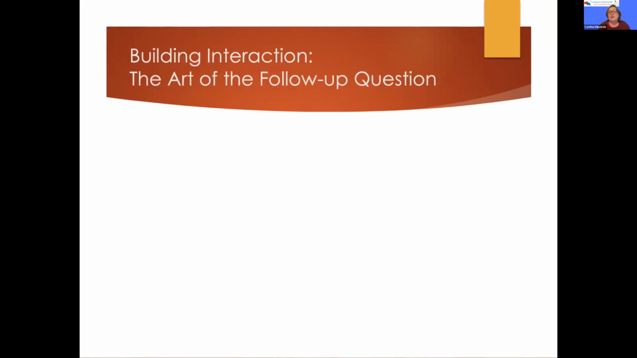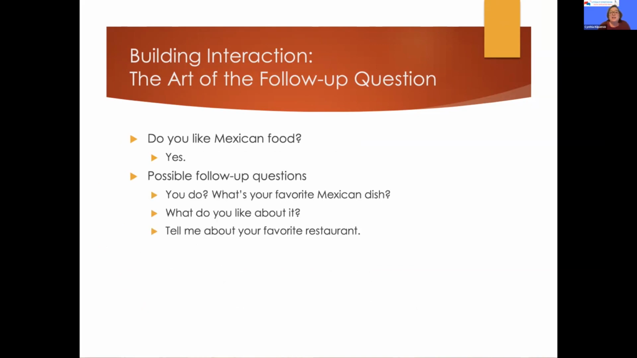So I introduce you to the art of what I call the follow-up question. When I say in class, do you like Mexican food? And a student says yes, I don't just move on to the next student. I want more information. So I follow up with a different question that now students have to tell me more, right? So I say, oh, you do? What's your favorite Mexican dish? And now they have to at least give me something more.